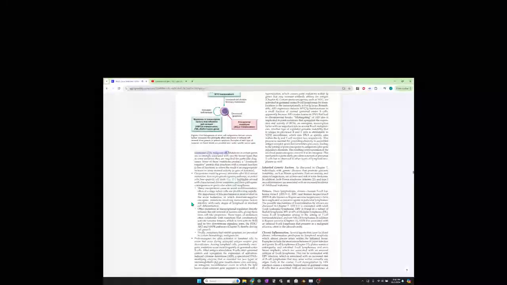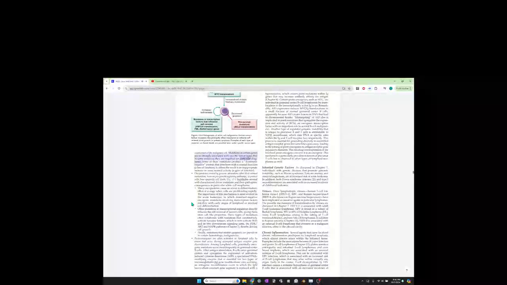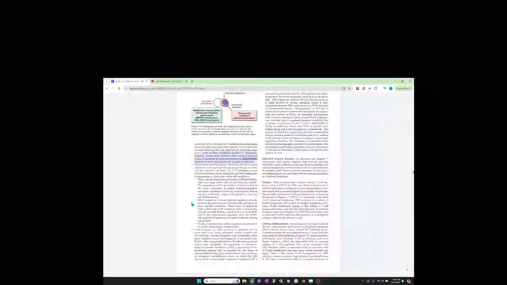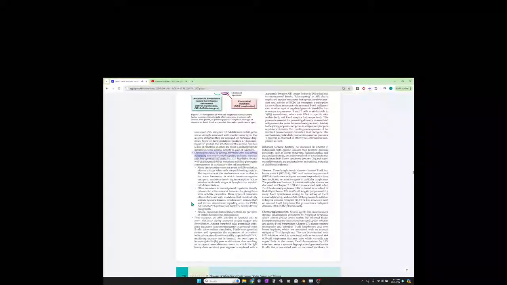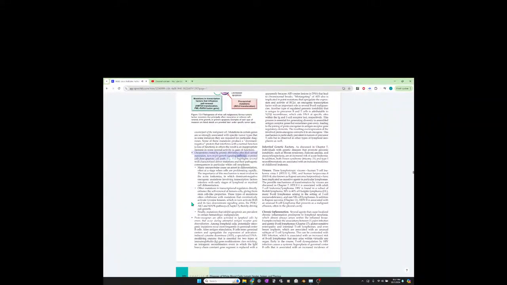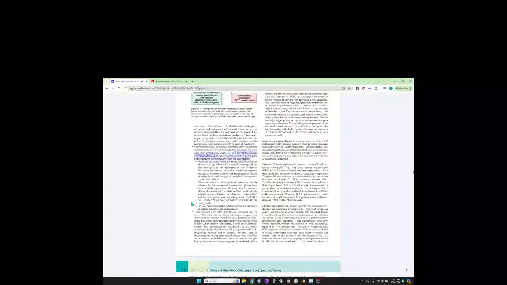Mutations in certain genes are so strongly associated with specific tumor types that in some instances they are required for particular diagnoses. Some of these mutations produce a dominant negative protein that interferes with the normal function. In others, the result is an inappropriate increase in some normal activity. Oncoproteins created by genomic aberrations often block normal maturation, turn on pro-growth signaling pathways, or protect cells from apoptotic cell death. Figure 13.4 highlights several well-characterized driver mutations and their pathogenic consequences in particular white cell neoplasms.